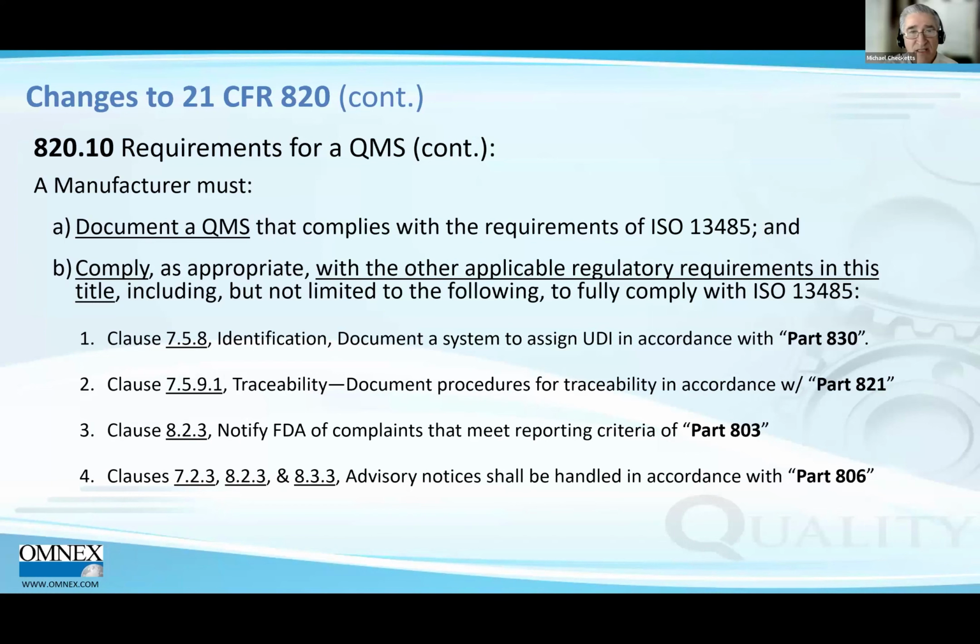That talks about identification, document systems to assign the UDI according to Part 830. Traceability is in accordance with Part 821. Clause 823, notifying FDA of complaints, must meet the reporting criteria of Part 803, and clauses 723, 823, and 833 for advisory notices need to be handled in accordance with 806 of the Code of Federal Regulations. So make sure that you're not missing out on those requirements.